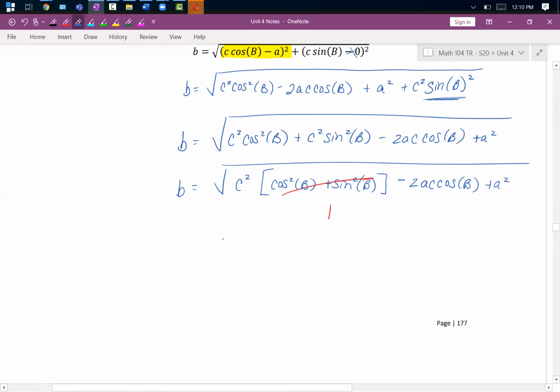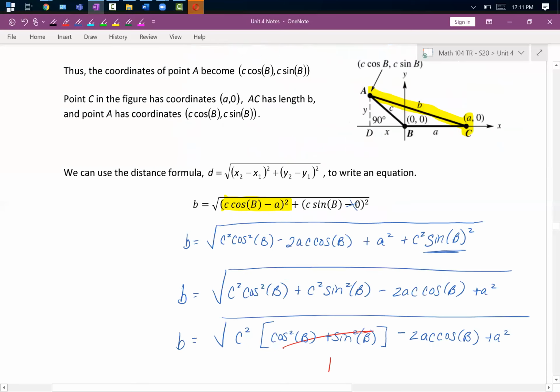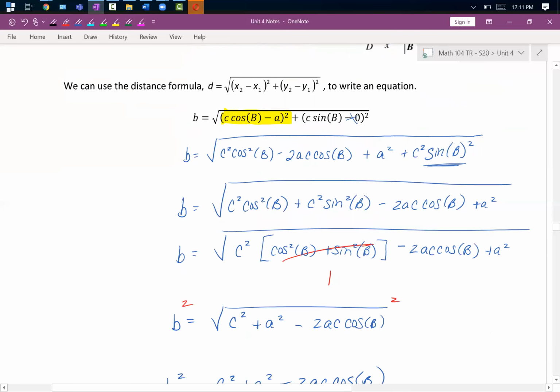So b is going to be equal to, I'm going to do a little rearranging again, c squared plus a squared minus 2ac cosine of b. So that's the distance of b. I'm going to square both sides. And we get that b squared is equal to c squared plus a squared minus 2ac times cosine of b. And that right there is our law of cosines. I just wanted to show you the derivation where it really comes from the distance formula for us.